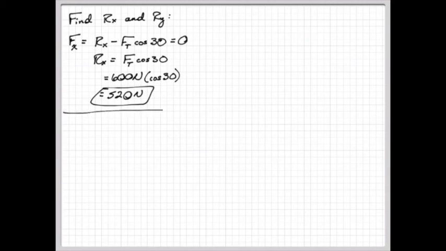Okay, so what about the reaction force in the y direction? Let's look at our net force in the y that we had written on the other page. Okay, we started with the reaction force in the y plus the tension times the sine of 30 minus the weight of the block minus the weight of the support arm, and all of that is equal to 0.